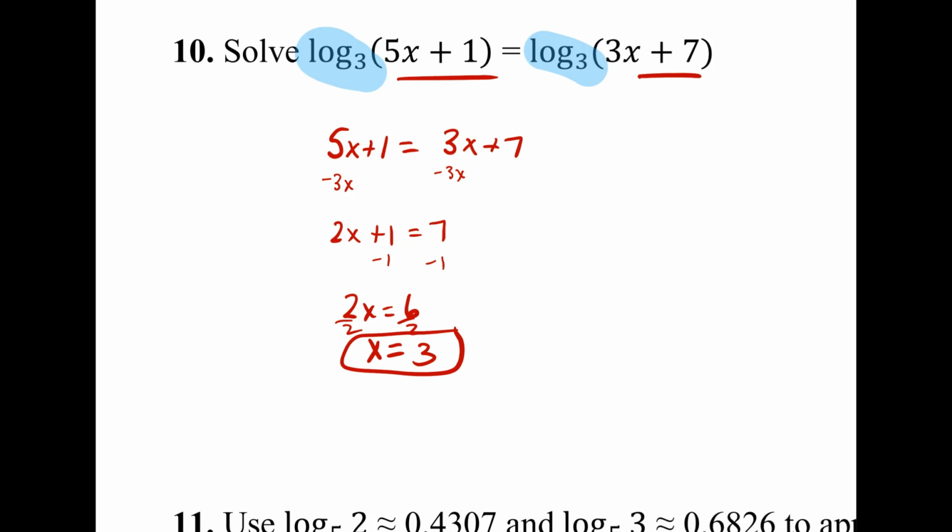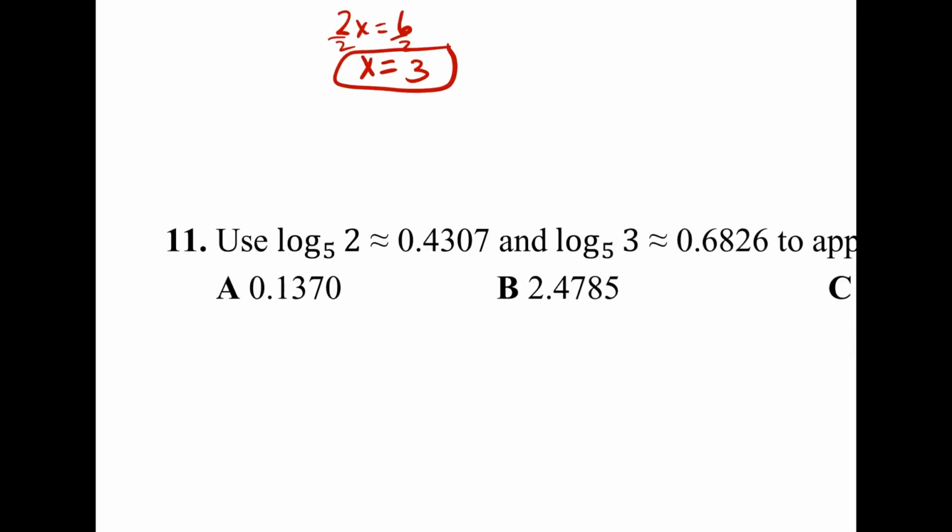Cool? Let's see. All right, let's go on to number 11.